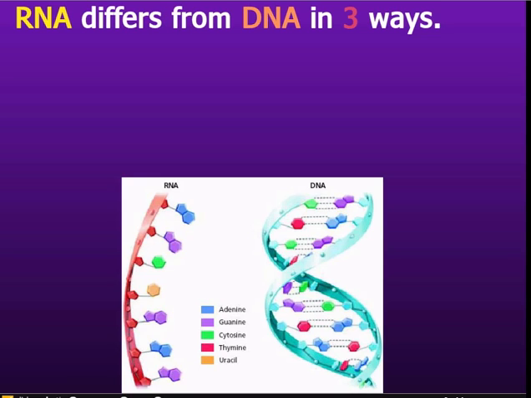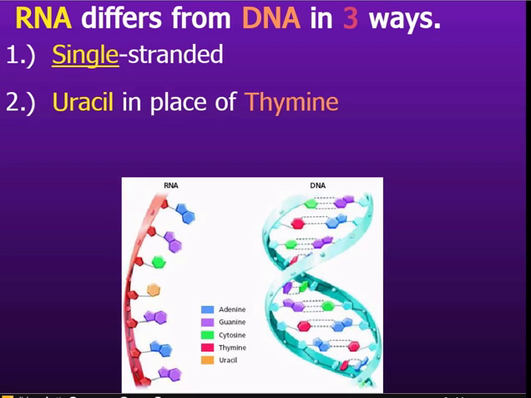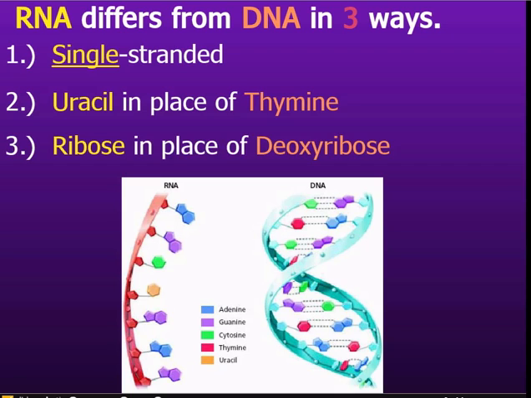So to reiterate, RNA differs from DNA in 3 ways. First of all, it's single-stranded. It's only got one side. It has a nitrogen base called uracil instead of the nitrogen base thymine that DNA had. And it has the sugar ribose in place of deoxyribose.